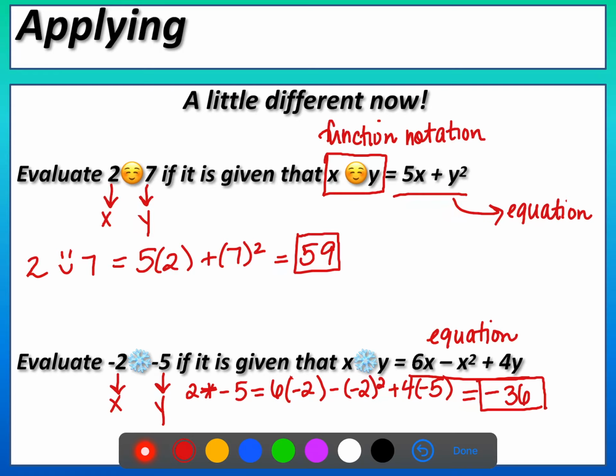All right, so that is everything for function notation and application problems. Please make sure that your notes for this are complete and you write down any questions that you have.